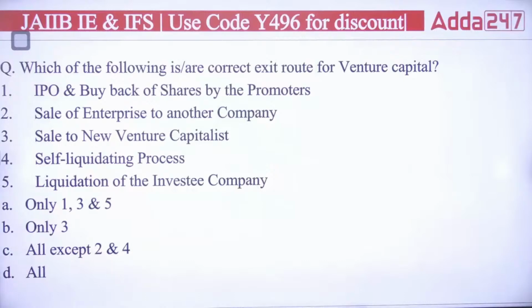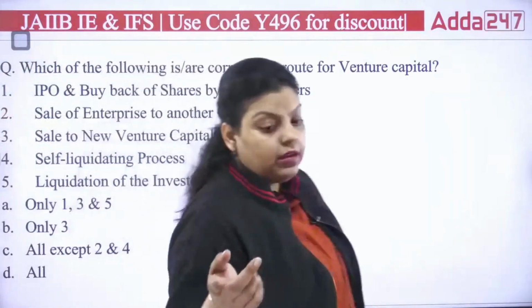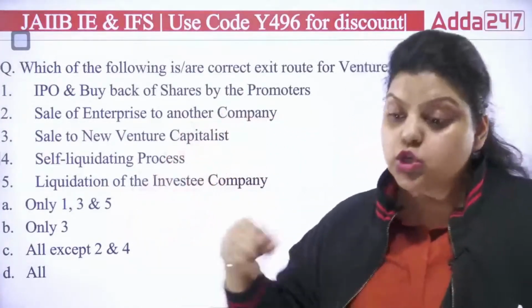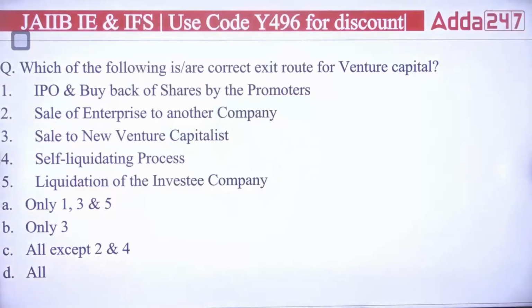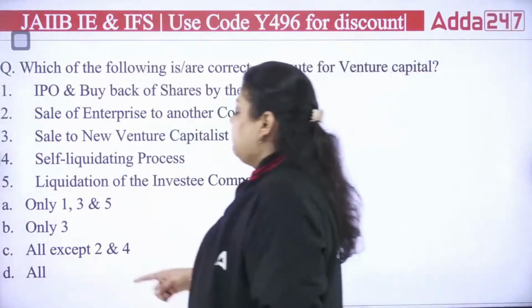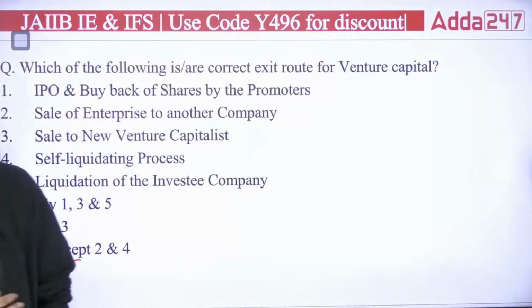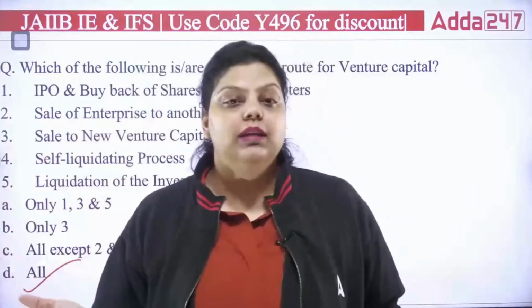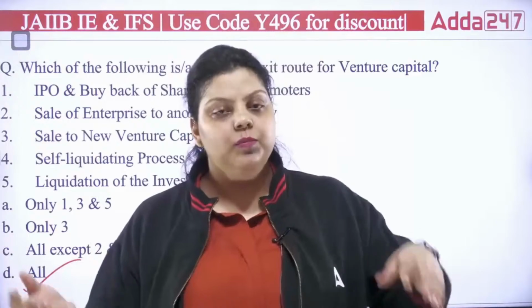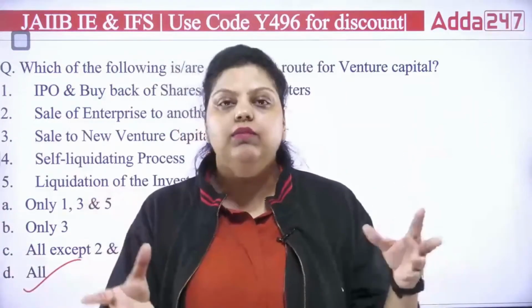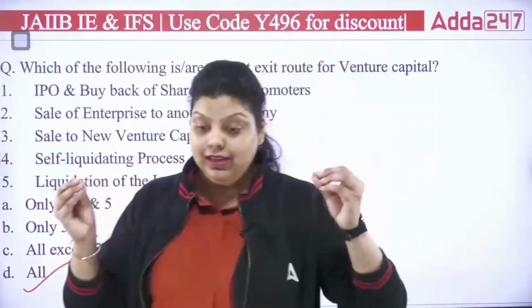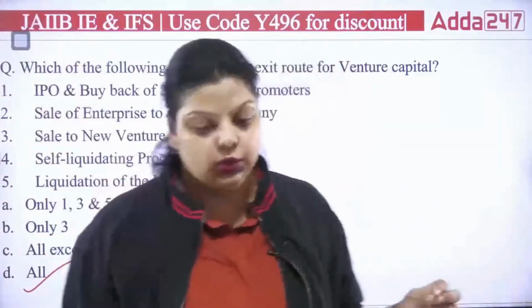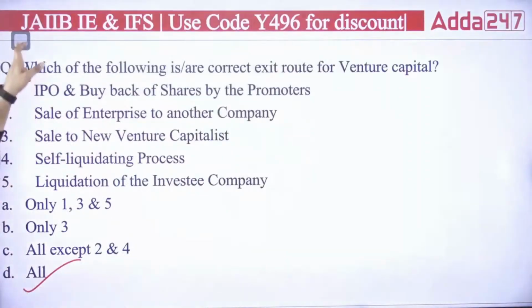So venture capital, we know they collect money from various investors, then invest in startups, which are unproven companies. So they make a high-risk, high-potential-for-profit investment. And the right answer is, very good, D. All are ways by which they can exit the venture capital. Once they start earning profit, they take their money and leave that particular startup, and then they go and invest in a new startup. Okay, so the right answer will be D, correct.